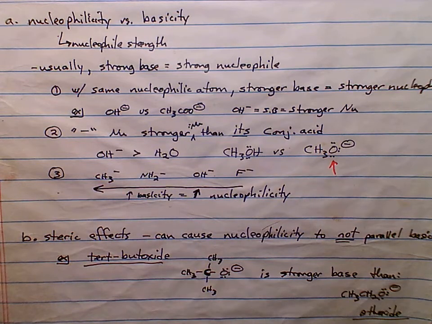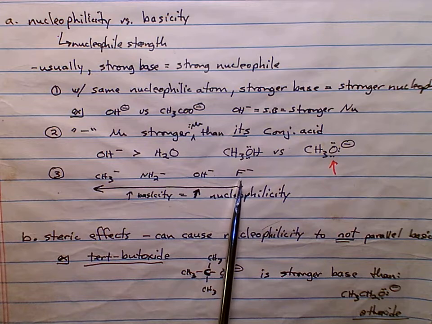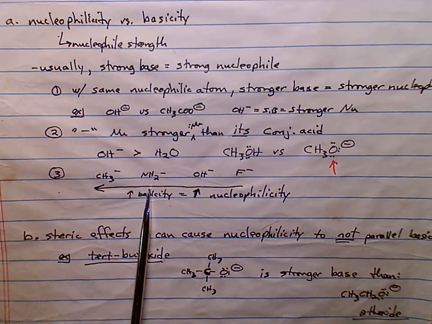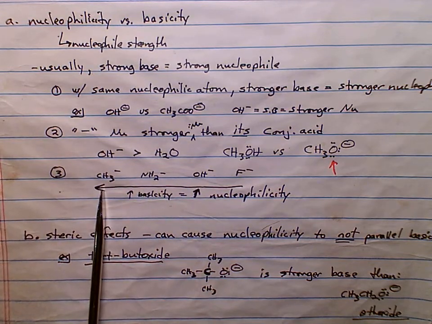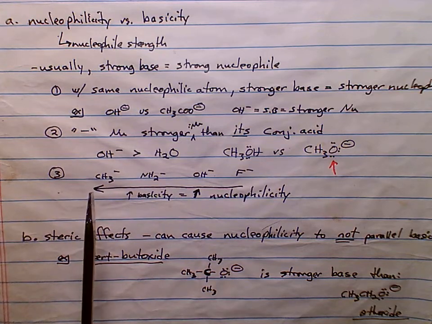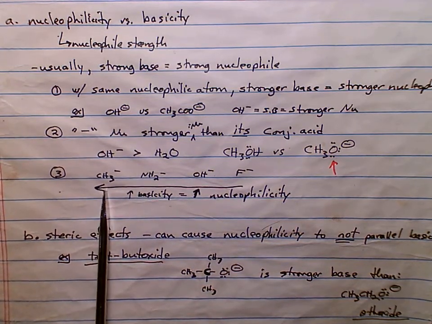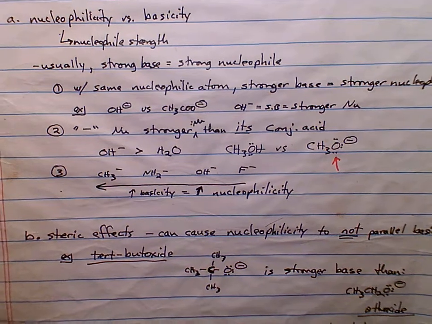All right. And note, if we're going across a periodic table, F minus is not that basic. It's a little basic. It's a weak base. Hydroxide is a strong base. Amide ion, NH2 minus, a very strong base. CH3 minus, methide ion is an extremely strong base, which makes it an extremely strong nucleophile. All right, so good deal.